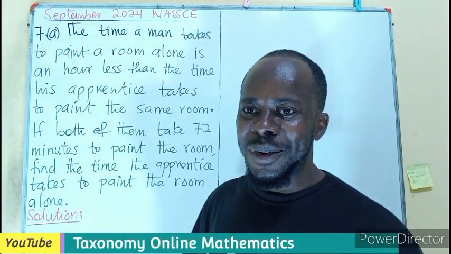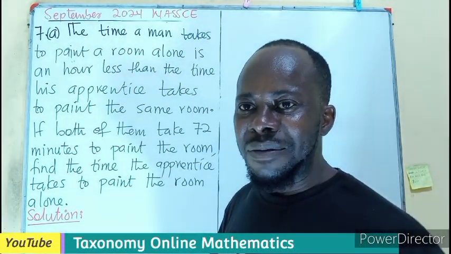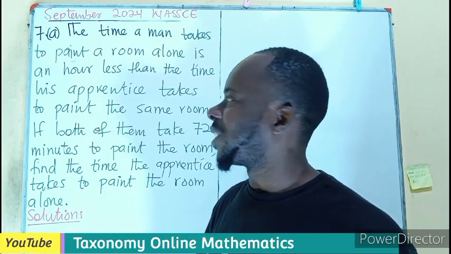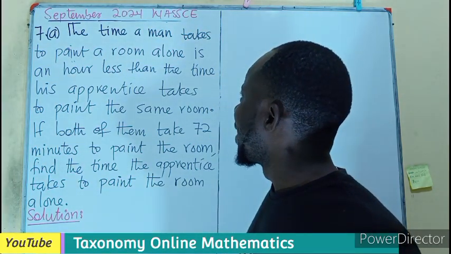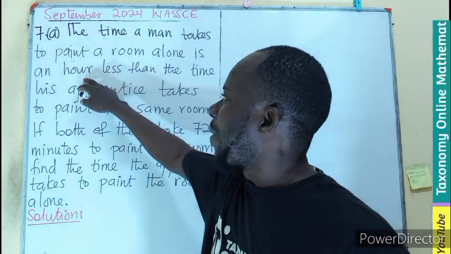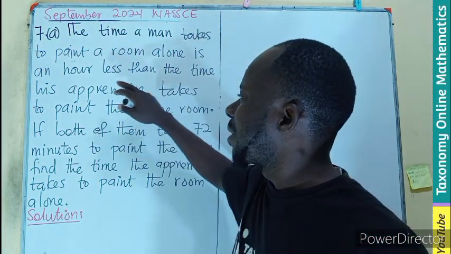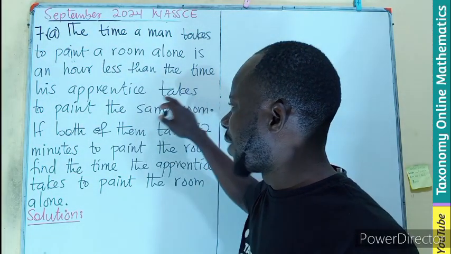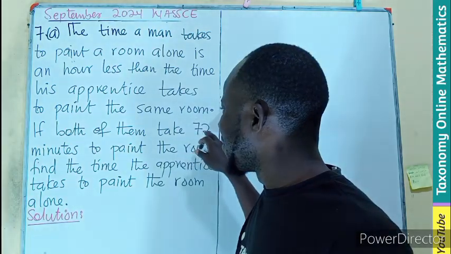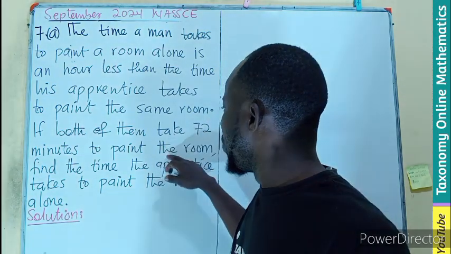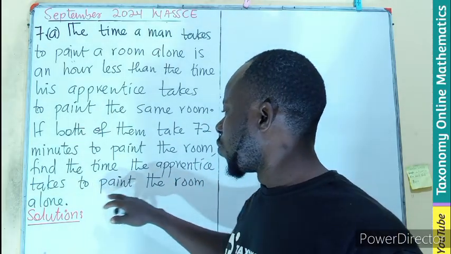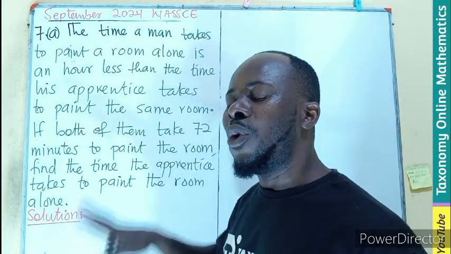Hello, welcome. Let's look at this question, number 7A of September 2024 WASSCE questions. The time a man takes to paint a room alone is an hour less than the time his apprentice takes to paint the same room. If both of them take 72 minutes to paint the room, we have to find the time that the apprentice takes to paint the room alone.